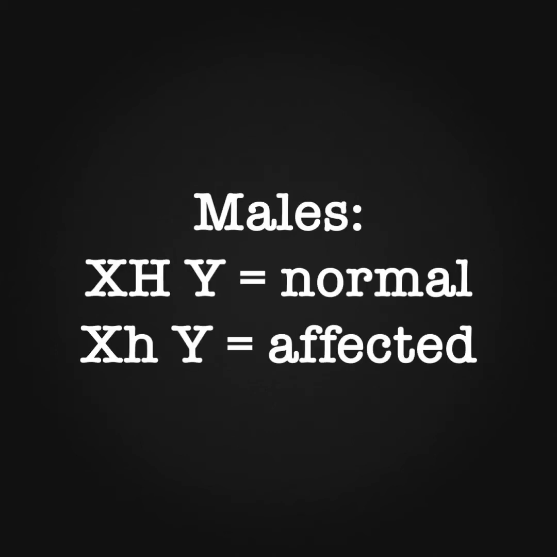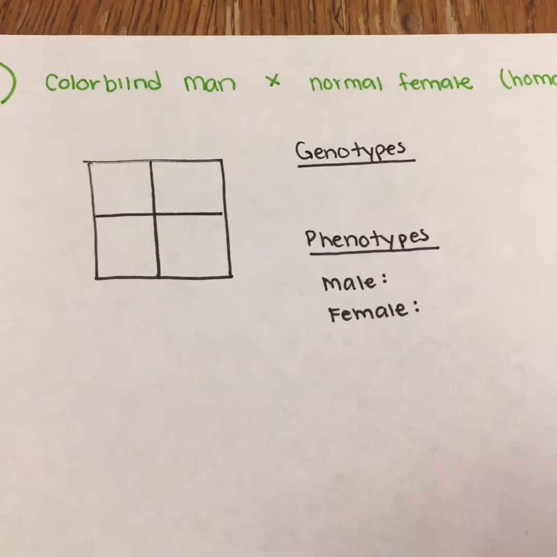Males can only have 2 possible genotypes for a sex-linked trait, because again, they only have 1 X chromosome. So males can be X big H and Y, which means they are normal and not affected by whichever trait or disorder, or they could be X little h and Y, which means they are affected by this trait or disorder. It's important to note that males cannot be carriers. They are either normal or affected.